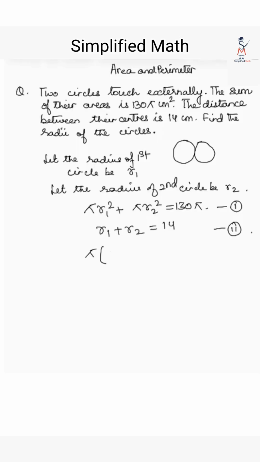In the first equation, I can take pi common. This will become 130 pi. Pi gets cancelled. So R1 square plus R2 square is 130. And what is R1 plus R2? That is 14. So now we will use the identity.